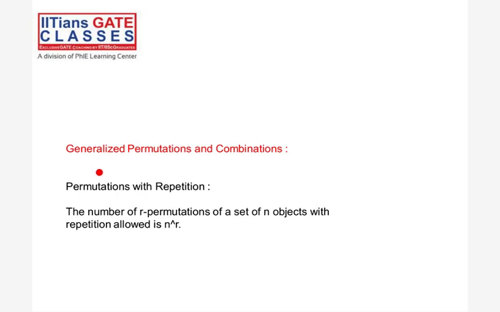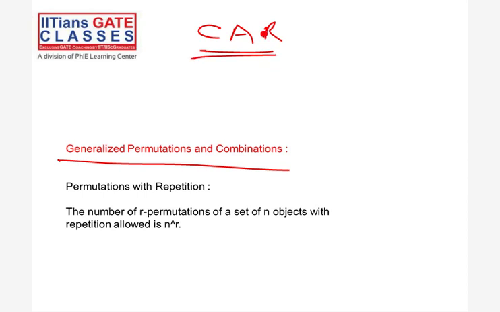Now let's see what generalized permutation and combination is. So far we have been talking about permutation and combination, but there we were only considering distinct elements. For example, if you have the word CAR, how many different arrangements are possible? You already know, because these are three letters, and all are distinct. So the number of arrangements will be 3 factorial.